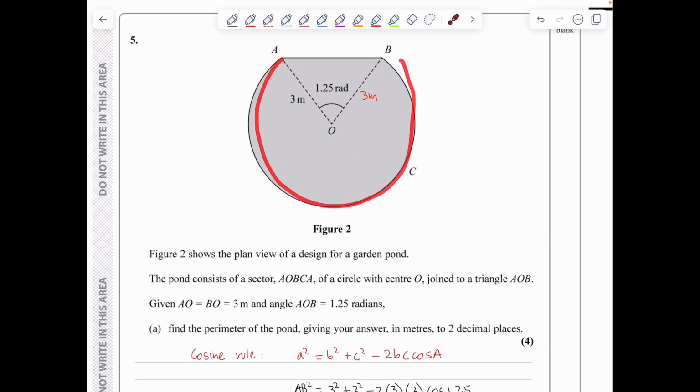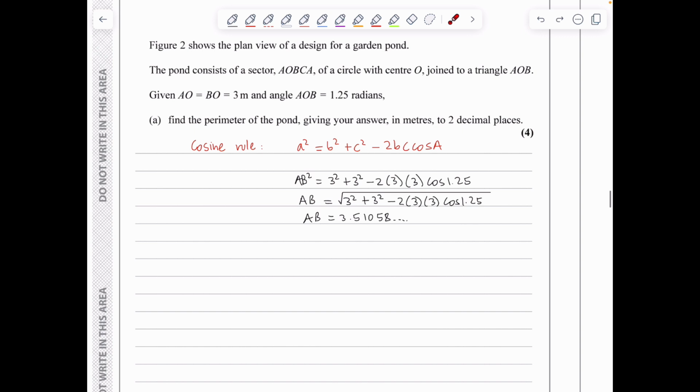We know that if this angle is 1.25 radians, then this angle here is simply 2 pi minus 1.25 radians, because 360 degrees is 2 pi radians. So if this is 1.25 radians, this must be 2 pi minus 1.25 radians. Well, we do know that the length of an arc is given by r theta when theta is in radians. So in our case, the length of the arc will be the radius, which is 3, times the angle theta, which is 2 pi minus 1.25. This gives an answer of 6 pi minus 3.75.